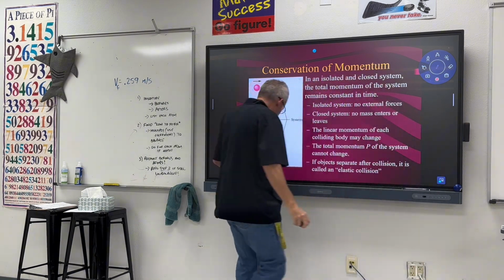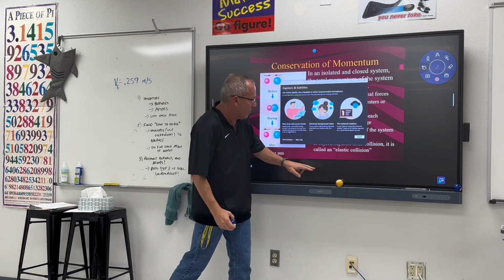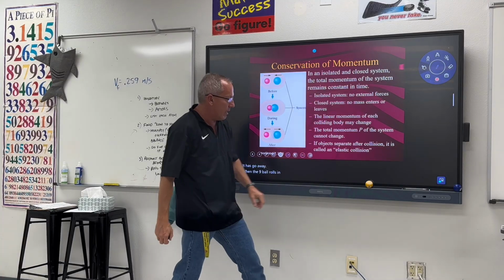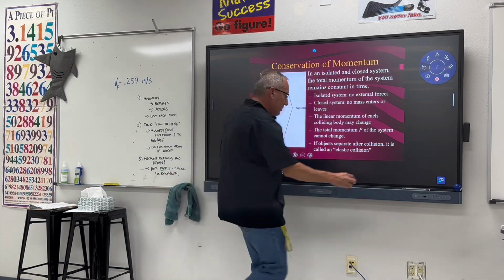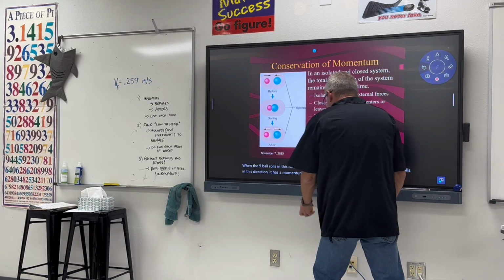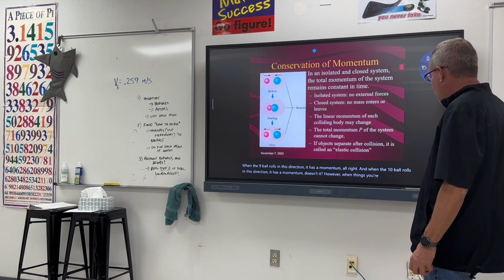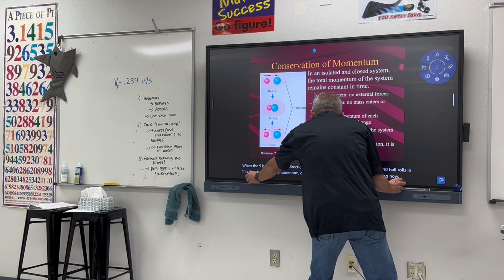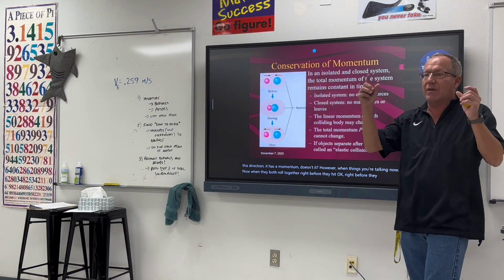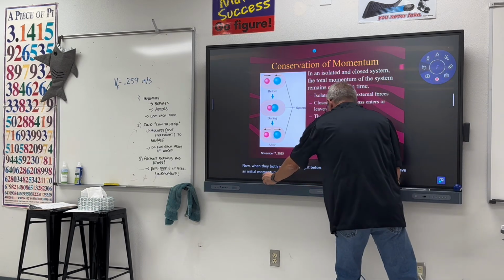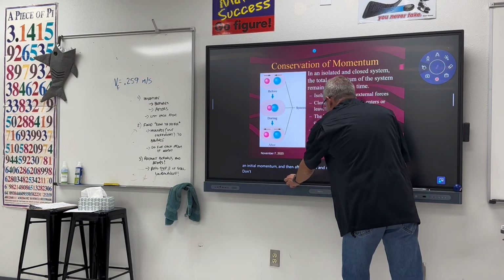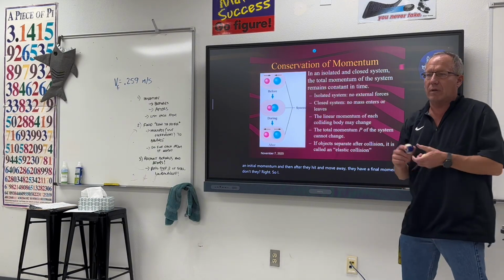So when the 9 ball rolls in this direction, it has a momentum. And when the 10 ball rolls in this direction, it has a momentum, doesn't it? Now, when they both roll together right before they hit, they have an initial momentum. And then after they hit and move away, they have a final momentum, don't they? That's kind of what's happening here. That's what we're going to look at.